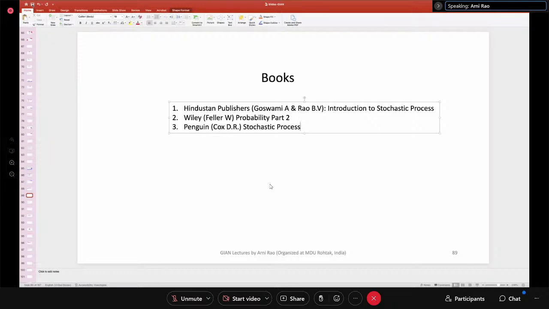Another book also there, I just looked at my shelf. Lawler. This is also by CRC Press. Lawler. He's a very well-known probabilist. That is again Introduction to, the same title, Introduction to.